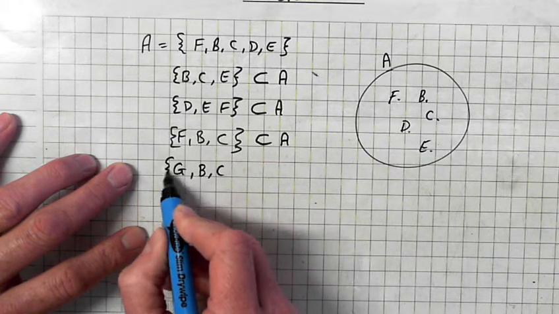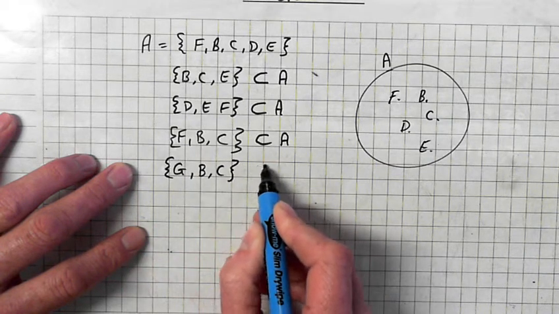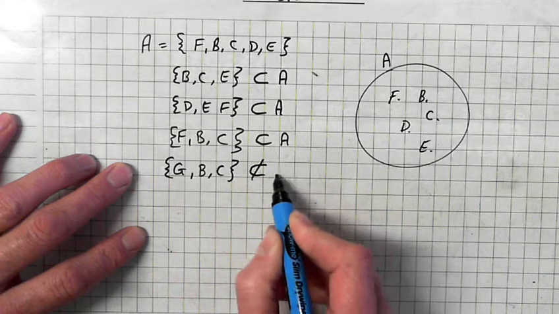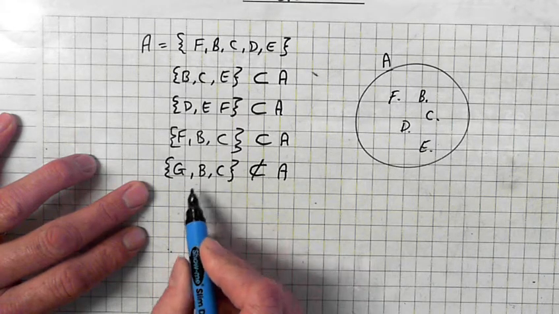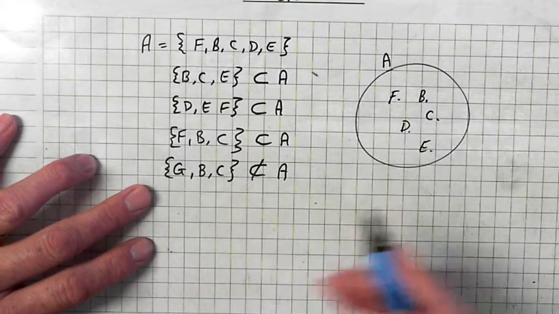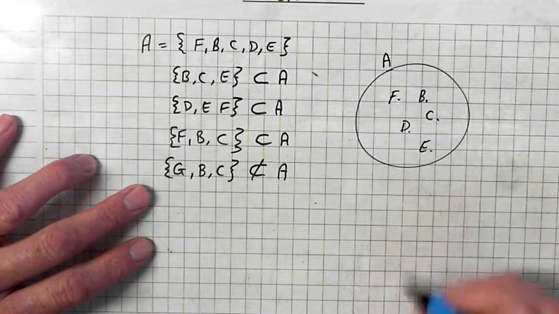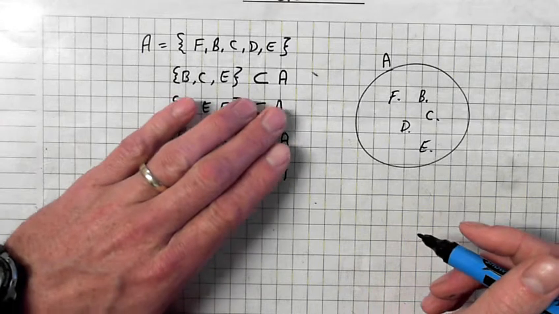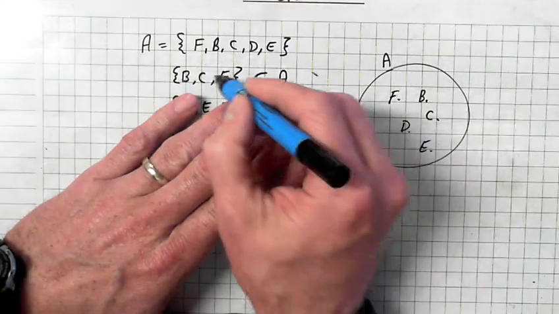G, B, C is not contained. You don't see G. G is not an element, so they all have to be true. G, B, C is not contained in A. Alright, we'll go back to the first one. B, C, E is contained in A.